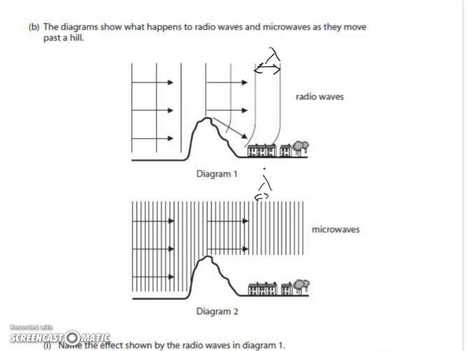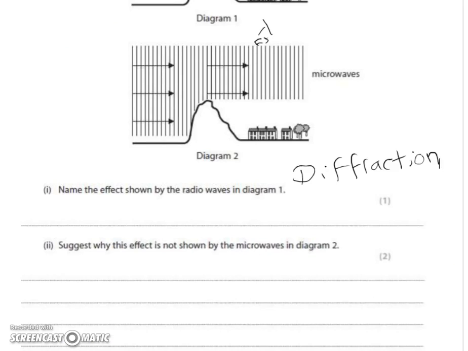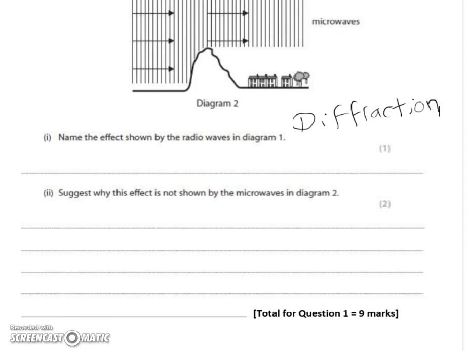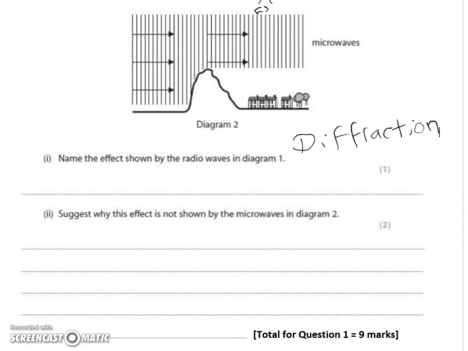Now they said name the effect shown by the radio waves in the diagram. Well, the radio waves are bending around an obstacle, so hopefully you can see that this is an example of diffraction, where the wave direction has changed as waves pass through a gap or around an obstacle. Now, all waves diffract, right? But you can't really see much diffraction, or it doesn't appear to be happening, in the second diagram.